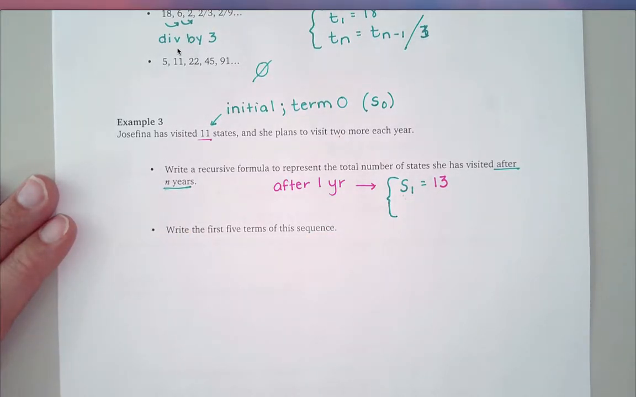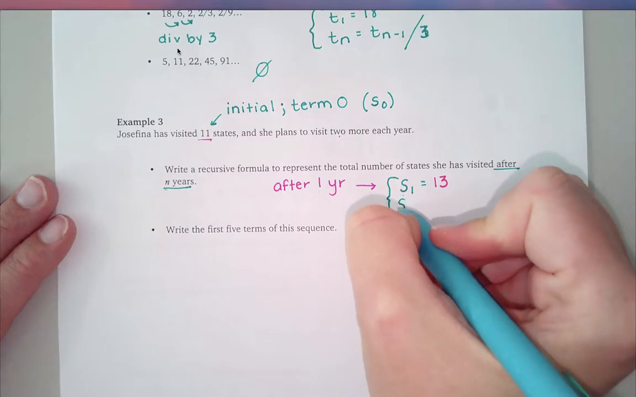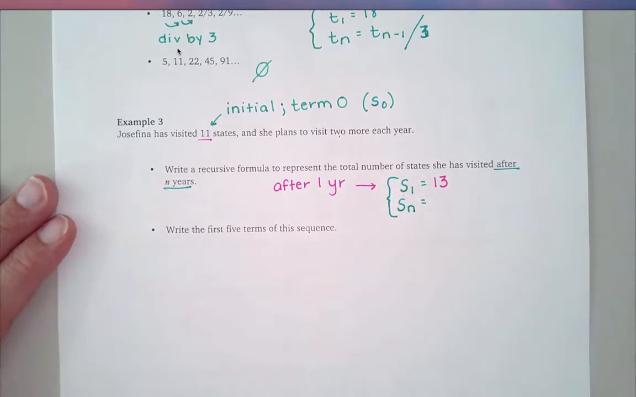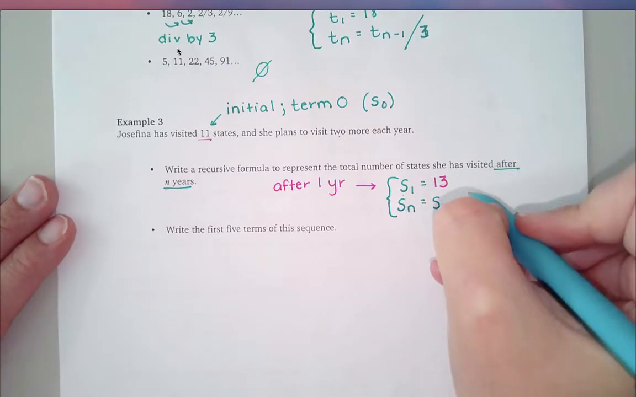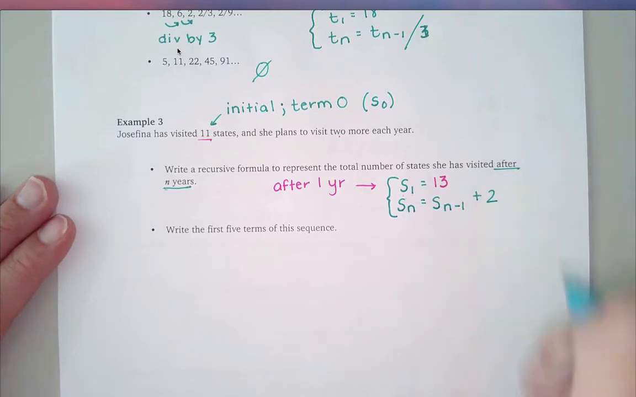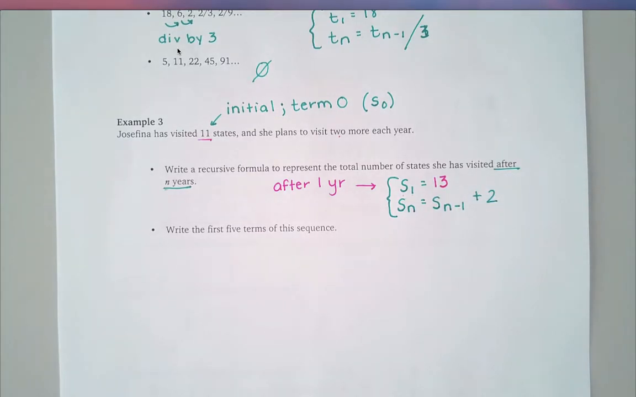Okay, the second part of this should be easy. To get the total amount of states she's visited in any other year, I'm going to take the previous year and add 2, because that's what we said is happening. We're adding 2 every year. Okay, so be careful about that S1 on that one.